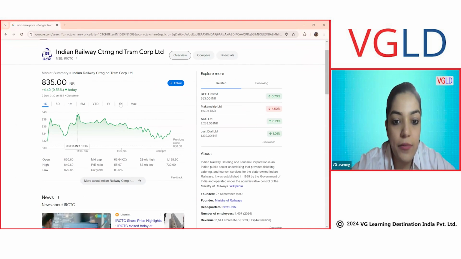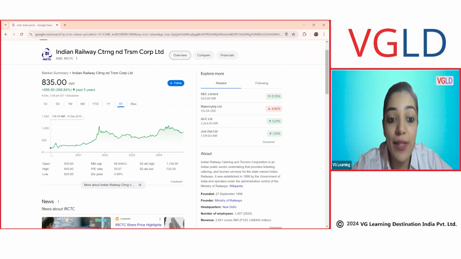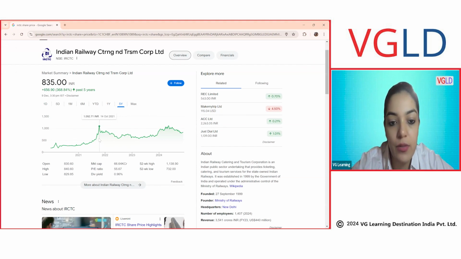So look at the 5-year graph of IRCTC from where it started off. Have a look here. 178 rupees in 2019, or maybe end of 2019, let's say 2020. And over time, let's see where it has reached. Its peak was 1092 in 2021. Just a span of some 22 months. And it is giving almost 10x returns.